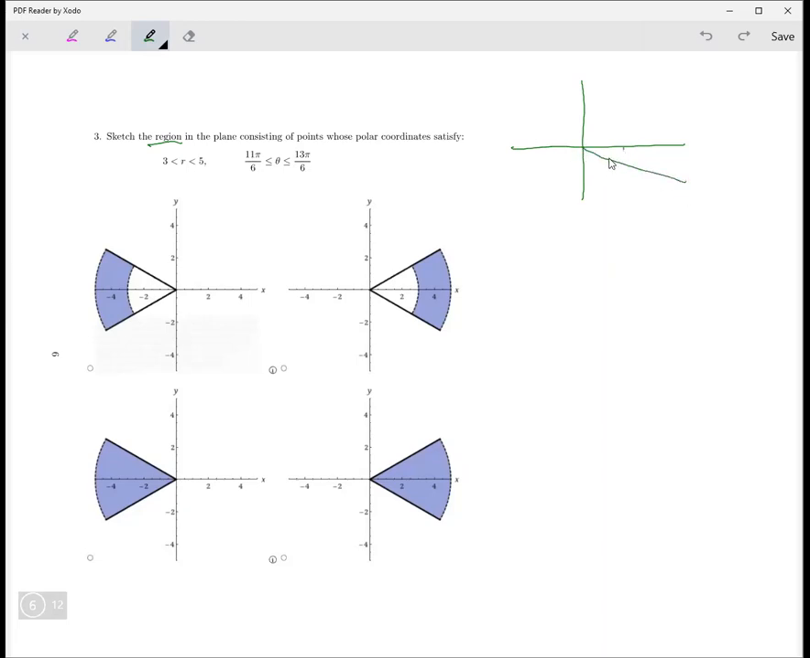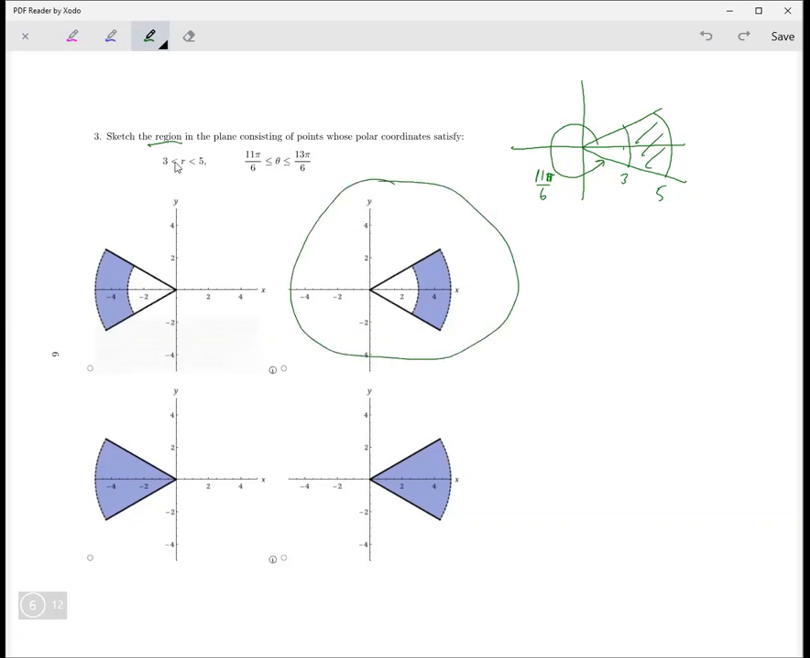So this angle right here would be 11 pi over 6. Okay, and then 13 pi over 6 is actually going to 2 pi, and then you go a bit further. And then 3 to 5 would be, there's 3, there's 5. Something like that is what we're looking at.